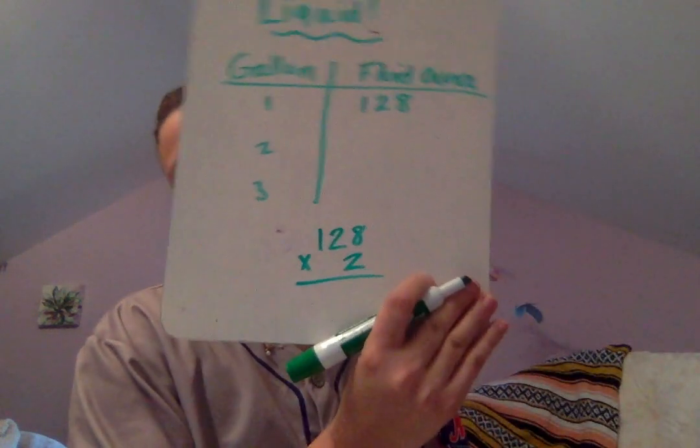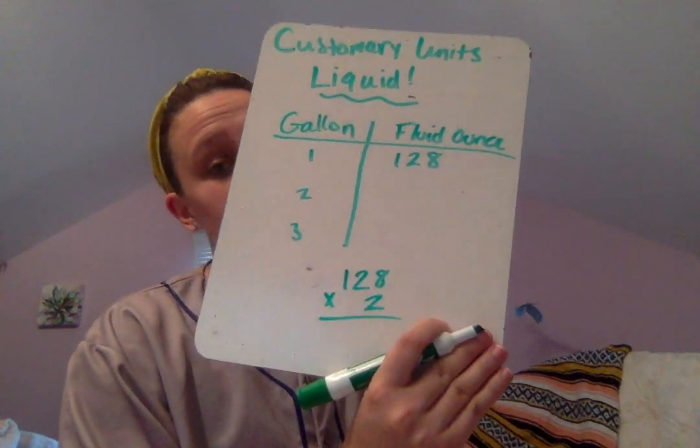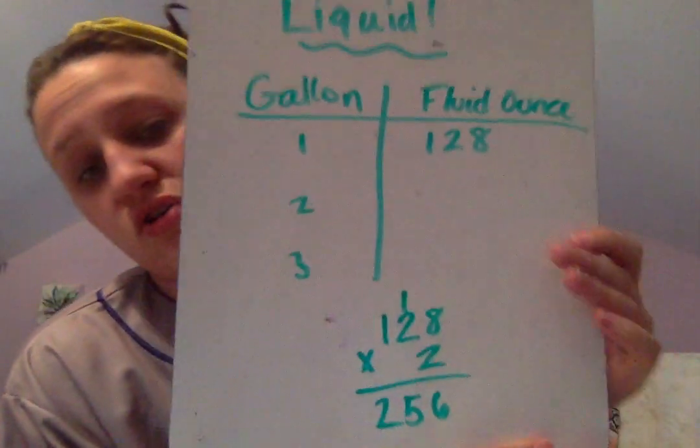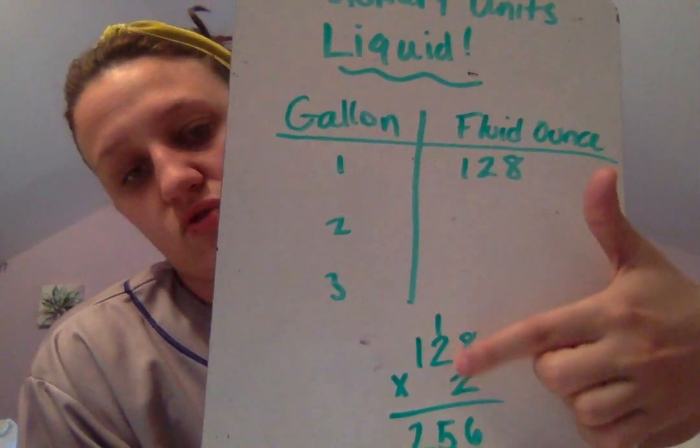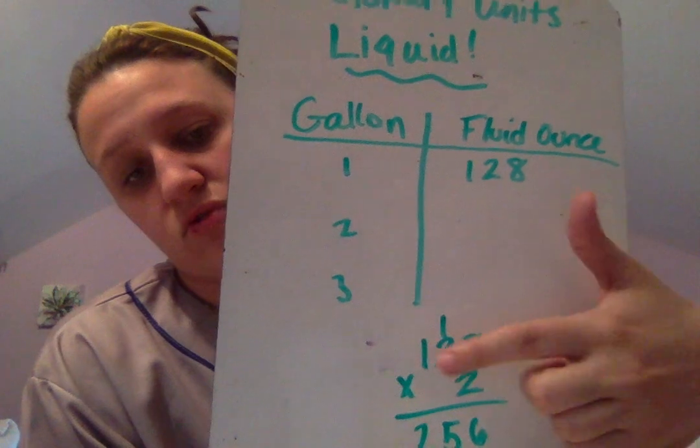So we have 128 times 2. And the reason I'm doing it this way is because it's far easier to multiply than trying to do 128 times 2 in your head. So 2 times 8 is 16. 2 times 2 is 4 with a 5 because of the 1. And 2 times 1 is 2, so that's 256.